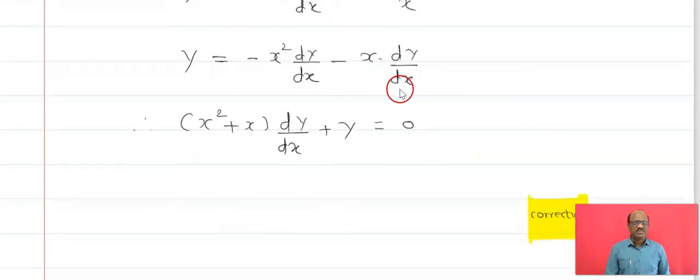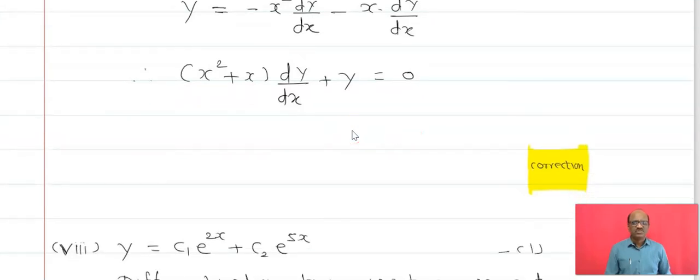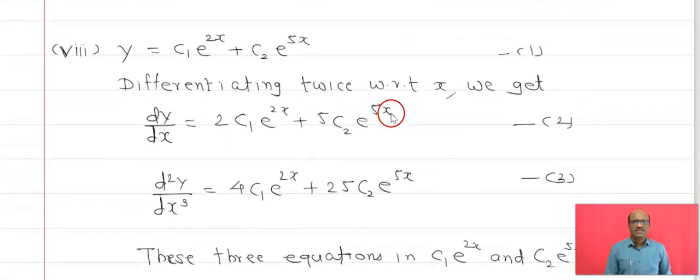And again, if we simplify this and take dy by dx as common, bring this term to the left hand side, and therefore your equation will be x in bracket x square plus x in bracket complete into dy by dx plus y equals 0. The answer and question is modified here. This is my correction. Now the next is problem number 8.